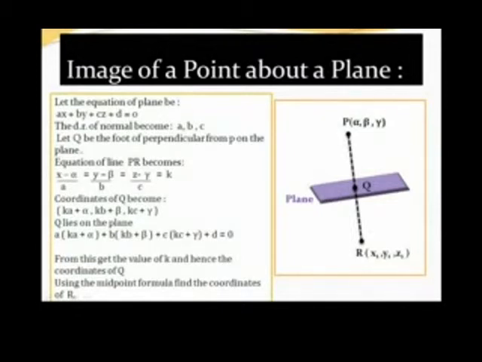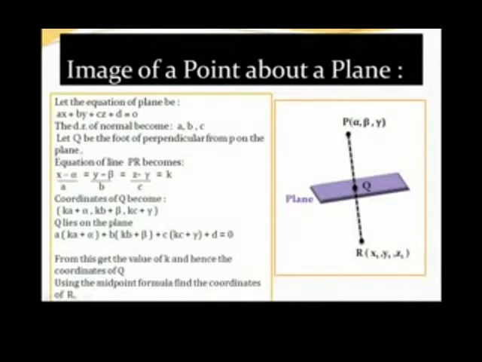Now, we know that this line passes through the point (alpha, beta, gamma) and is parallel to the normal of this plane. So, the equation of this line becomes (x minus alpha)/A = (y minus beta)/B = (z minus gamma)/C. So, the equation of PR or PQ becomes (x minus alpha)/A = (y minus beta)/B = (z minus gamma)/C. Let us say that this is equal to k. Now, any general point on this line becomes (kA plus alpha, kB plus beta, kC plus gamma). Now, this is the coordinates of, let us say, point Q.